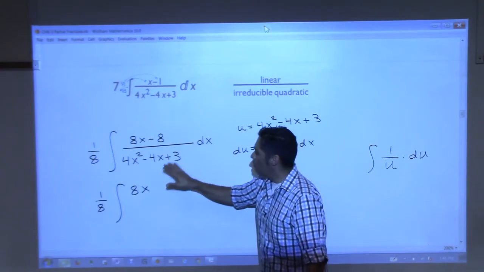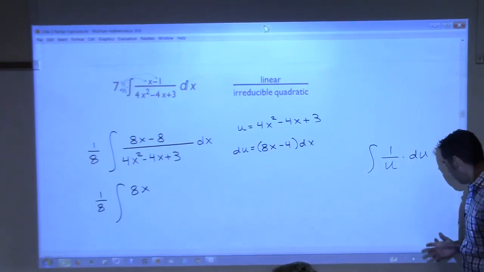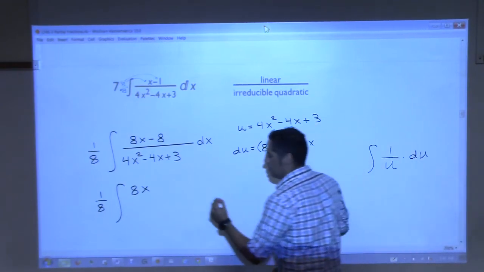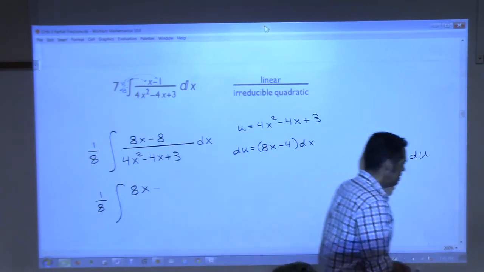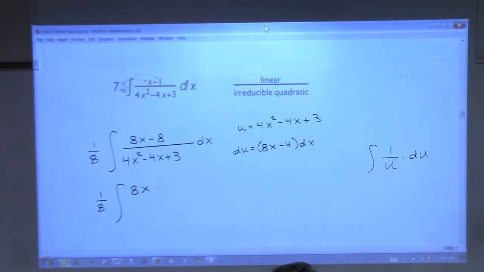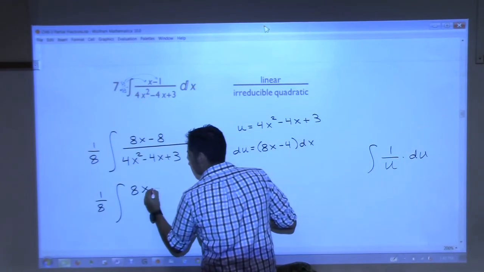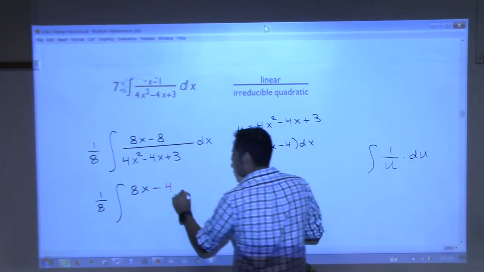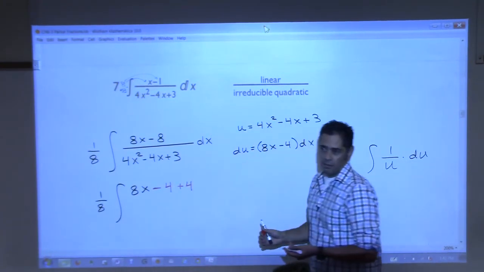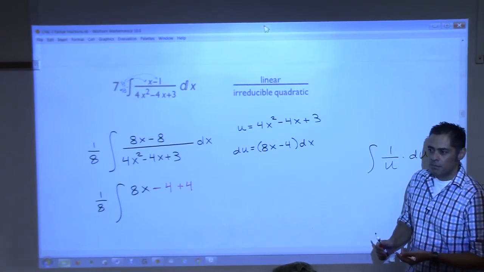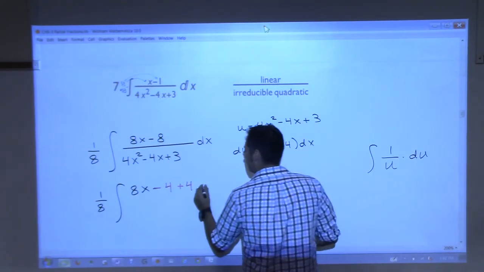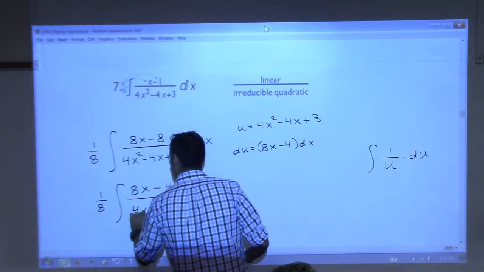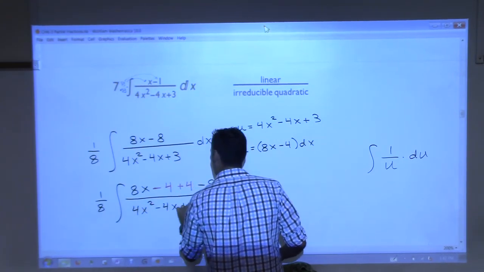Okay, so now, I would really like there to be a minus 4, right? So I'm going to make my minus 4 appear now. So what I do is I put minus 4. But I can't just do minus 4. I have to do plus 4 also. There's a hidden 0. But I still have a minus 8 there. Now, over 4x squared minus 4x plus 3 dx.